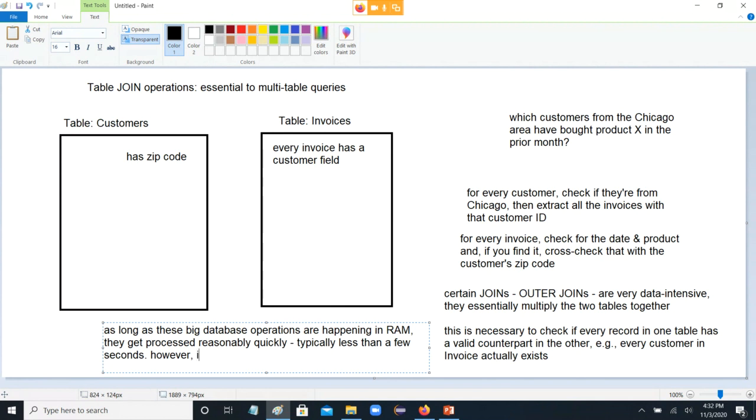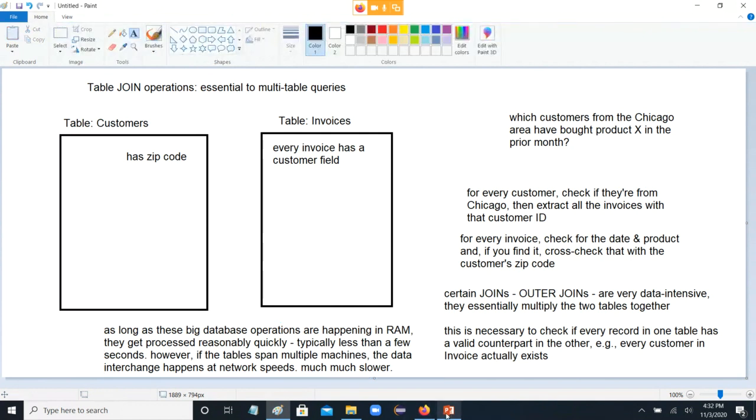However, if the tables span multiple machines, the data interchange happens at network speeds, much slower. Okay, so what happens is once you cross that threshold where these tables are so big that combining them in some way can no longer be done on a single machine, then the database operations suddenly and dramatically slow down. It's a big problem.